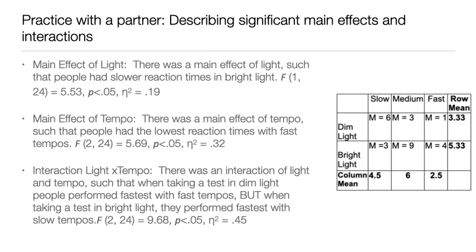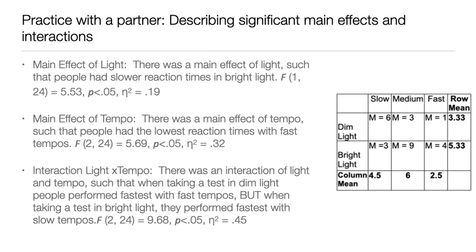When we look at the main effect of tempo, there was a main effect of tempo such that people had the lowest reaction times in fast tempos. Again, if we look at that, we see that the 2.5 is our lowest reaction time. And so that's where we're describing that. You could also describe that as we had the fastest reaction time. You could say the slowest reaction time was the medium condition. You could list all three, just describing what that main effect looks like.